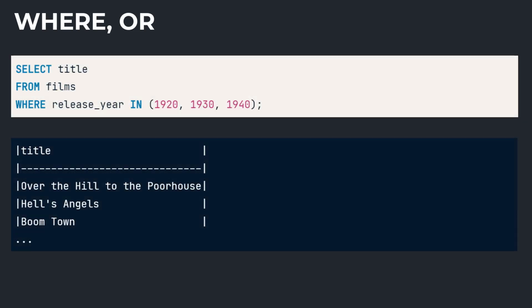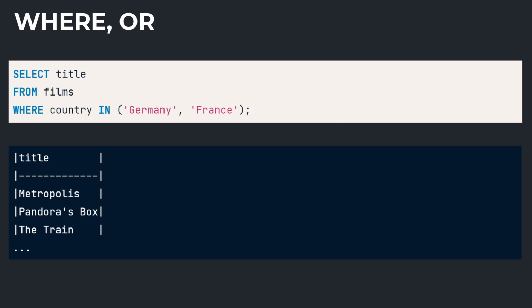The in operator allows us to specify multiple values in a where clause, making it easier and quicker to set numerous OR conditions. So, the example shown on the previous slide would simply become where release_year in (1920, 1930, 1940), where the years are enclosed in parentheses. Here is another example using a text field where we want to find the title where the associated country is either Germany or France.